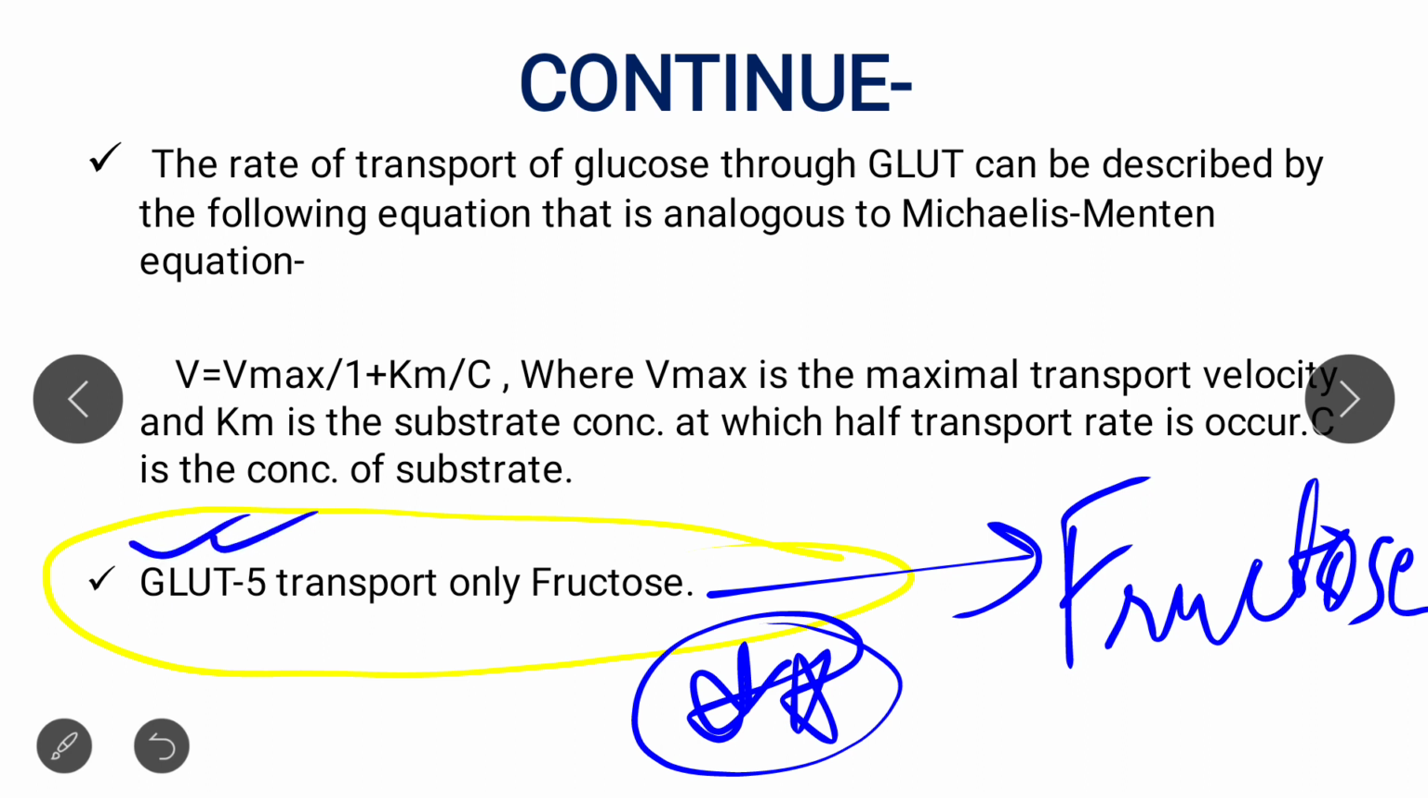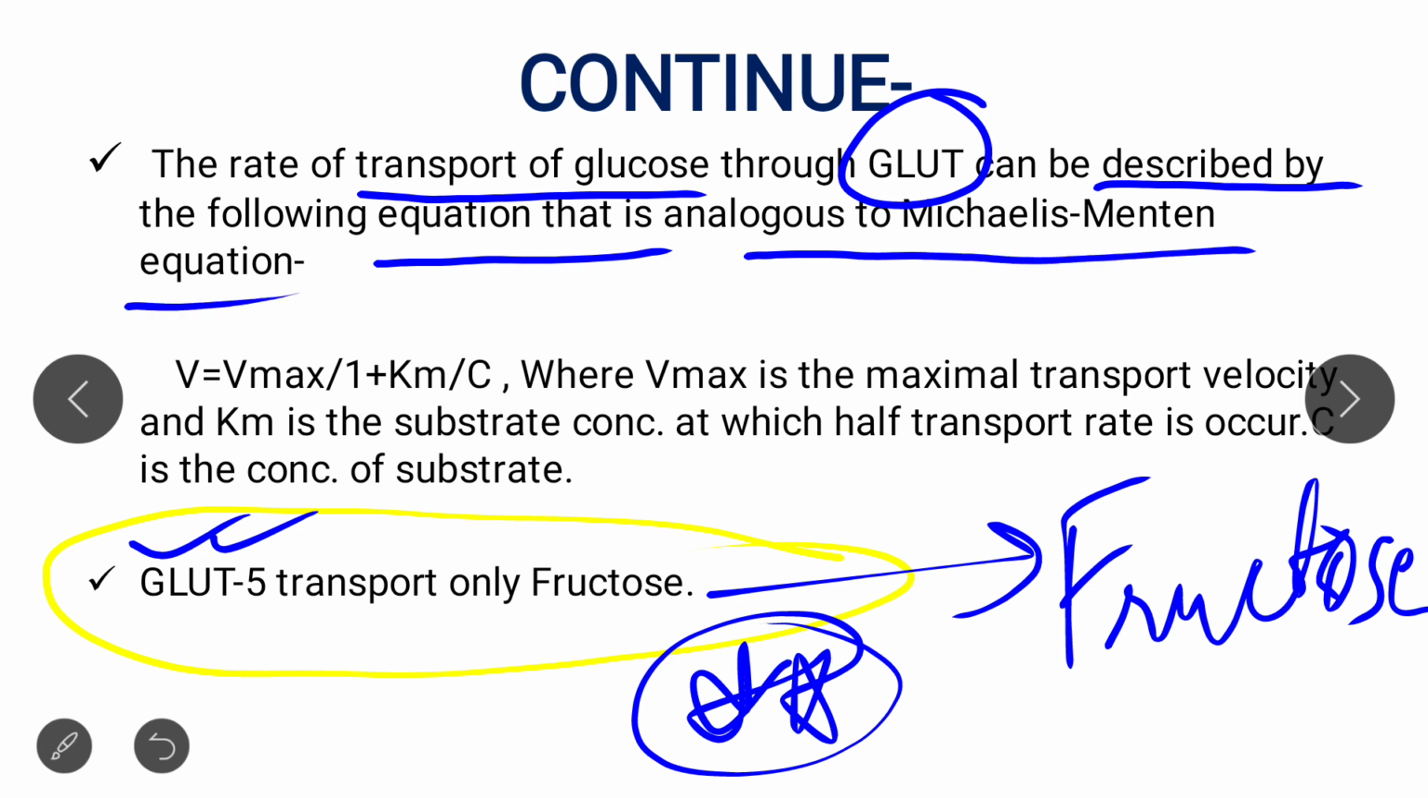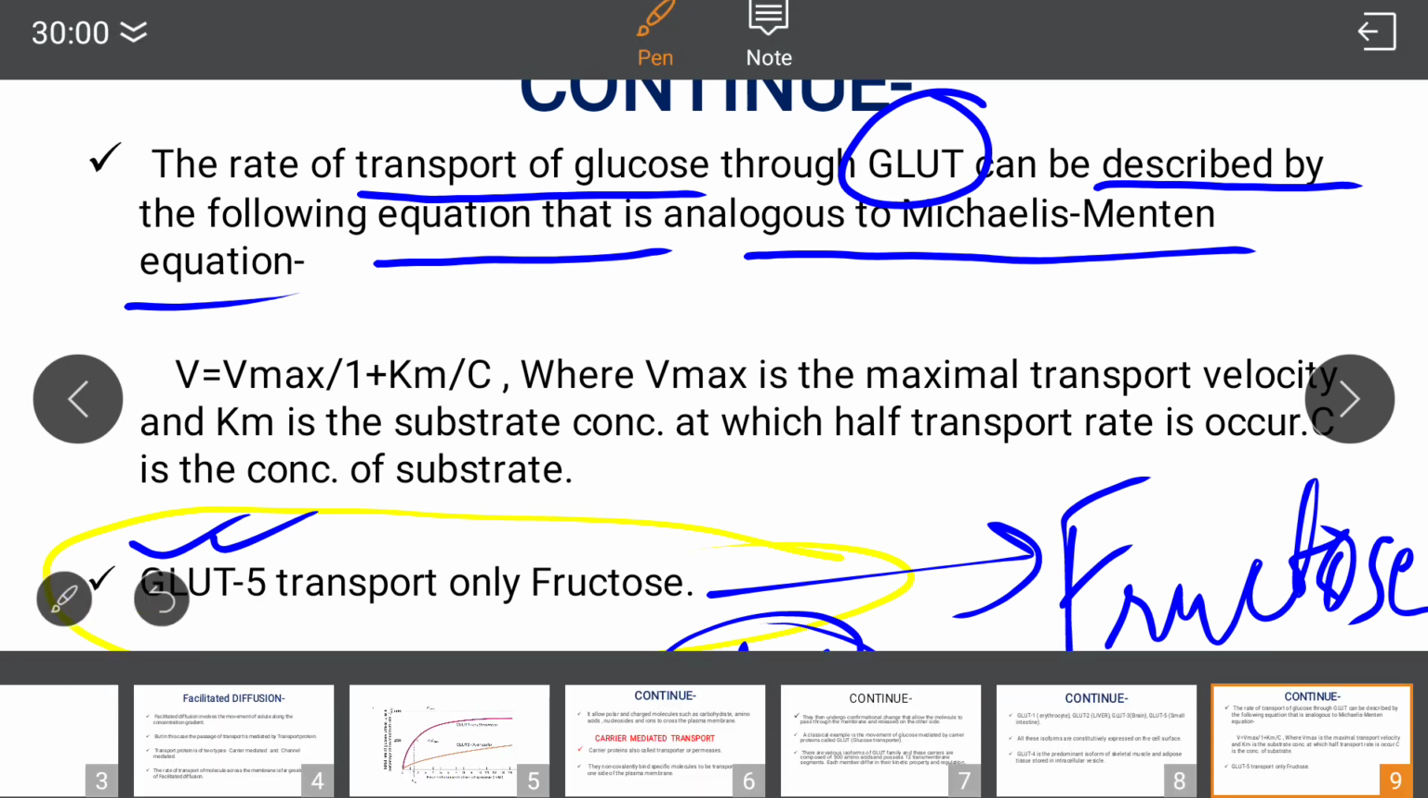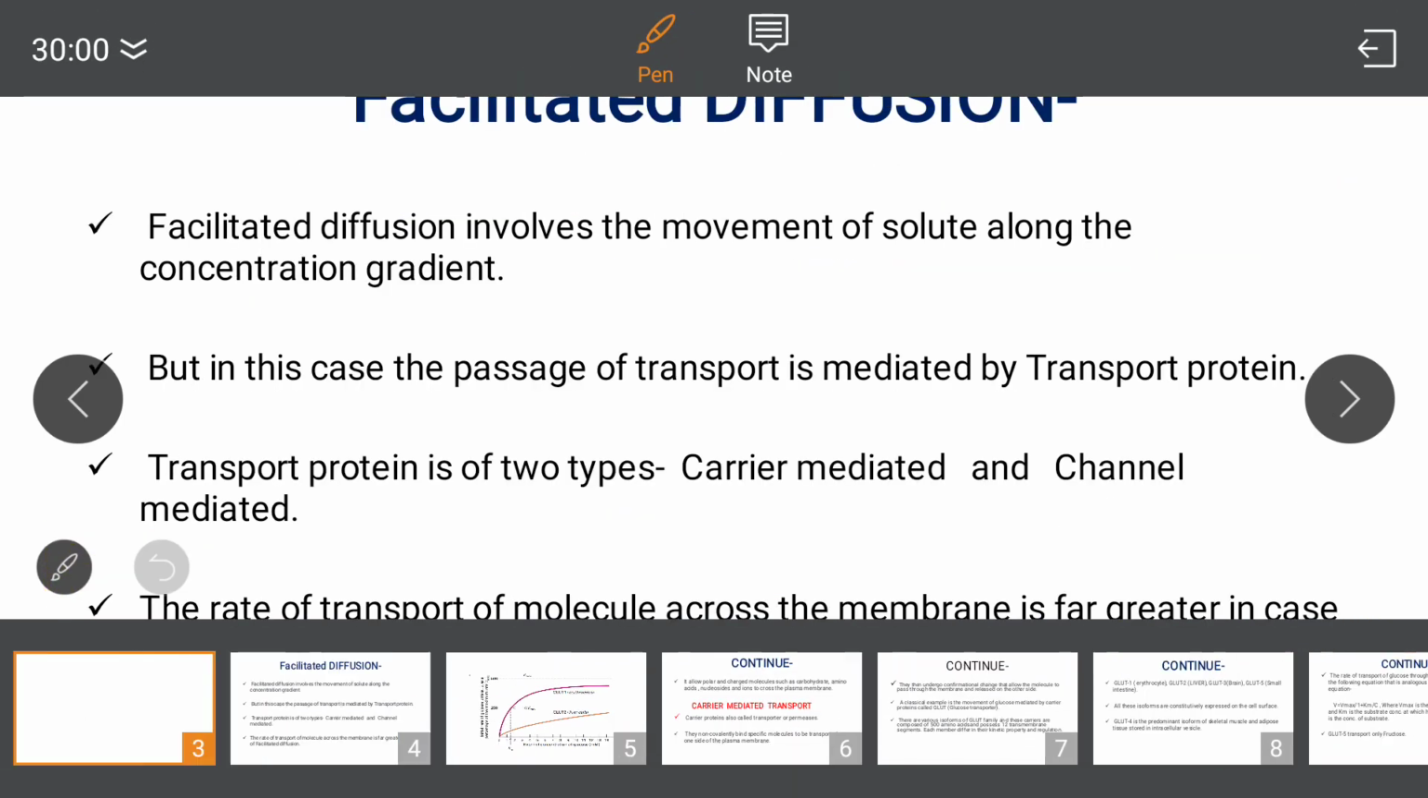Clear? Okay, now next. The transport of glucose by the GLUT protein is described by an equation, and that equation is analogous to the Michaelis-Menten equation. Let's see that equation. We all know that GLUT protein transports glucose.